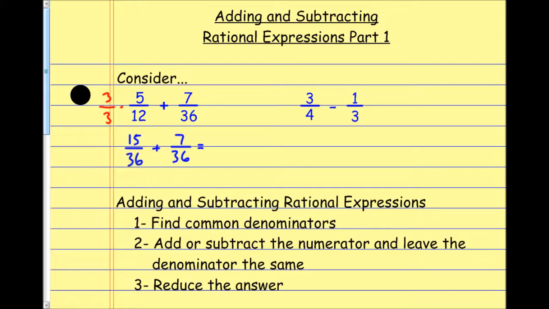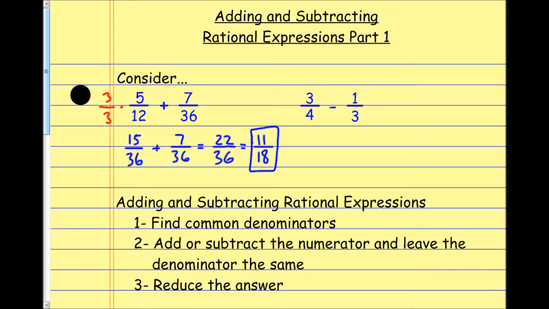Okay, so I do the 15 plus 7, which gives me a 22, over the 36, I just leave those the same. Remember, that's why we needed to get common denominators. The mistake that we make is we add those 36s together. Remember, if I have like 15 pieces out of 36 total, and I have 7 more pieces out of the 36 total, I have 22 pieces out of the 36 total. And this reduces to an 11 over 18.